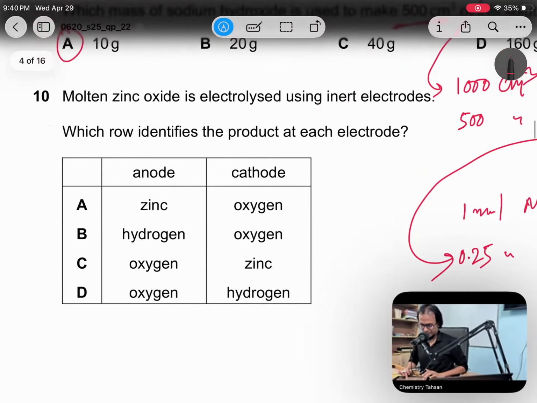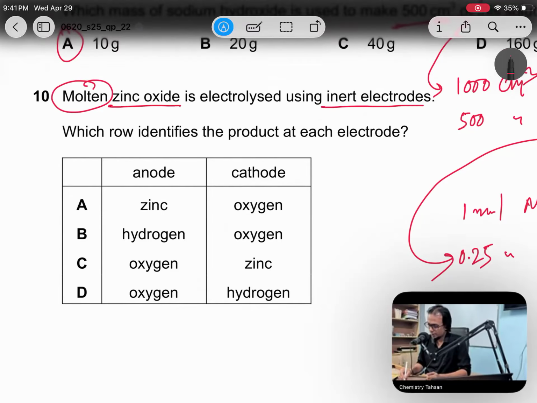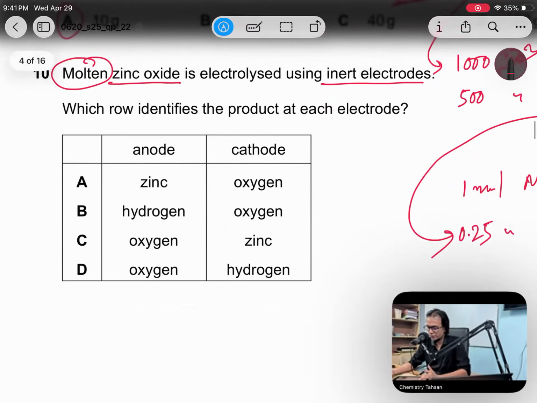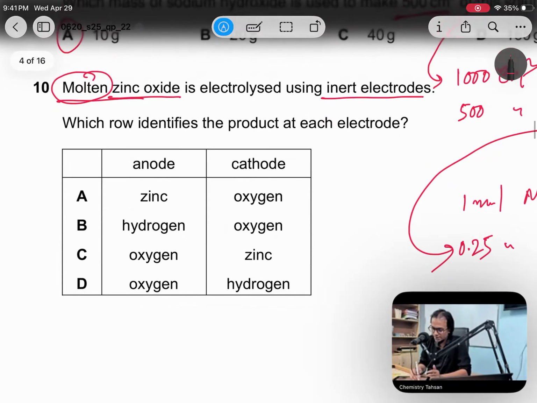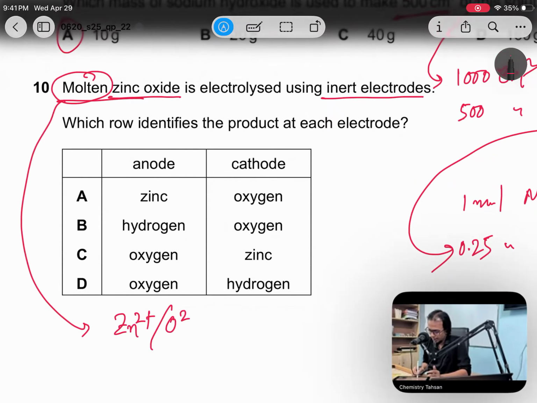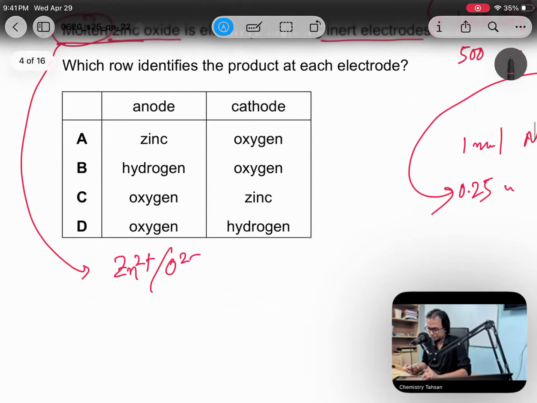Next point, number 10. Molten zinc oxide is electrolyzed using inert electrodes. Okay? So zinc oxide, and it is molten, is electrolyzed using inert electrodes like graphite or platinum. Mostly graphite we use as inert electrode, which identifies the product at each electrode. So for molten zinc oxide, firstly, you have zinc 2 plus ion and oxide ion present here. So now, how will you write the cathode and anode equation?